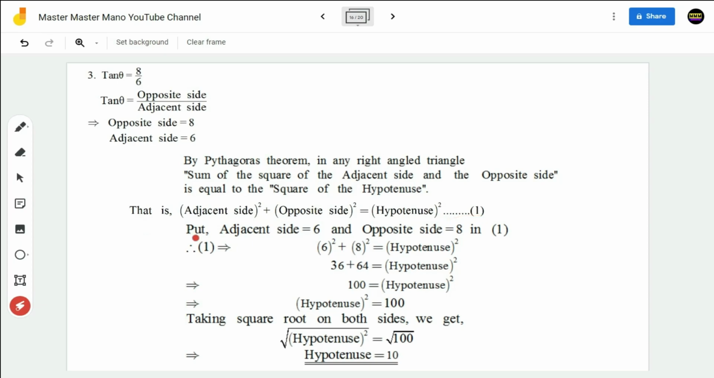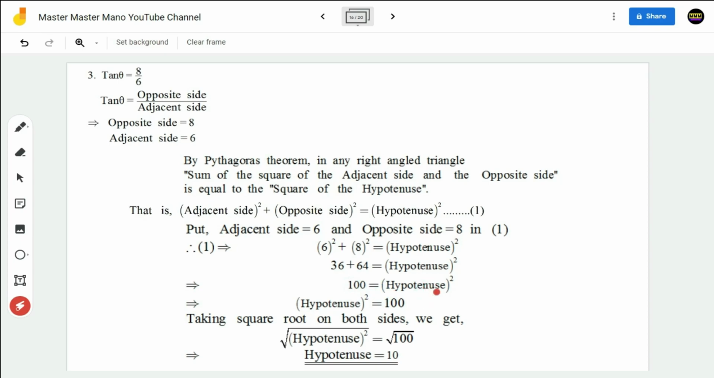Put the adjacent side equal to 6 and opposite side equal to 8 in the first equation. On substituting these values in the first equation, it will become 6 square plus 8 square equal to hypotenuse square. 6 when squared we will get 36, plus 8 when squared it will be 64, equal to hypotenuse square. On adding 36 and 64 we will get 100 equal to hypotenuse square.